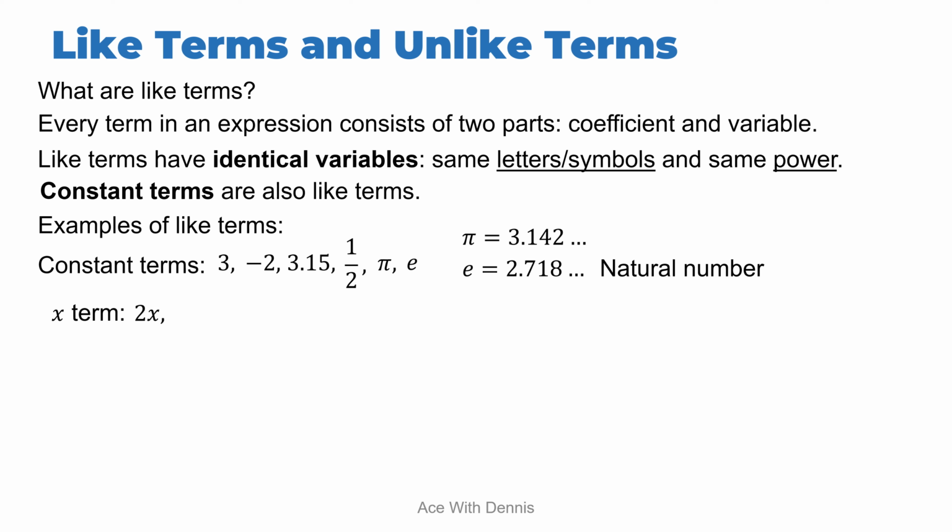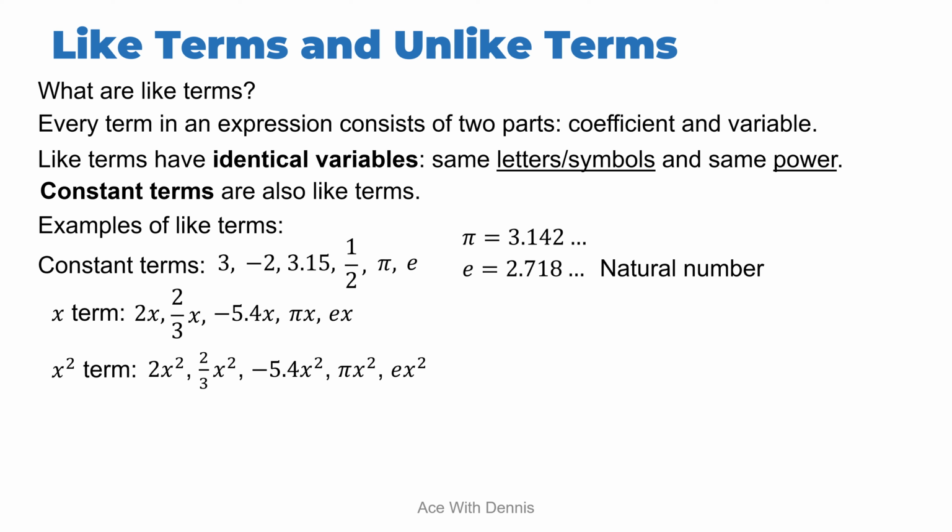x-term examples are 2x, 2/3 x, negative 5.4x, pi x, ex. And as you can see here, they have the same letter x with the same power, which is 1. And regardless of their coefficients, whether they are integer, fraction, decimal, or just constant pi and e, they are still considered as like terms. Similarly, for x squared term, the like terms can be 2x squared, 2/3 x squared, negative 5.4 x squared, pi x squared, ex squared. So these are also considered as like terms for x squared.